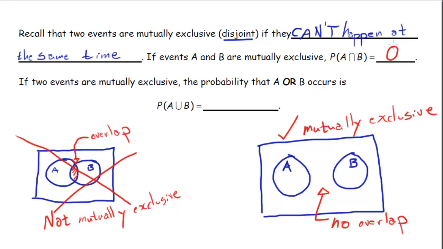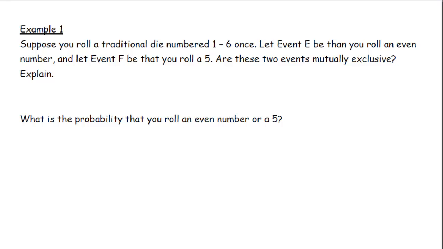So if two events are mutually exclusive, the probability that A or B occurs. So this symbol that we have here is the union symbol, which means OR. So we've already looked in section 4-4 at the AND symbol. The OR symbol is a union, which looks like a U. So if I know I'm separate, well, this is going to be the probability of my first event plus the probability of my second event. So let's look at an example of this.